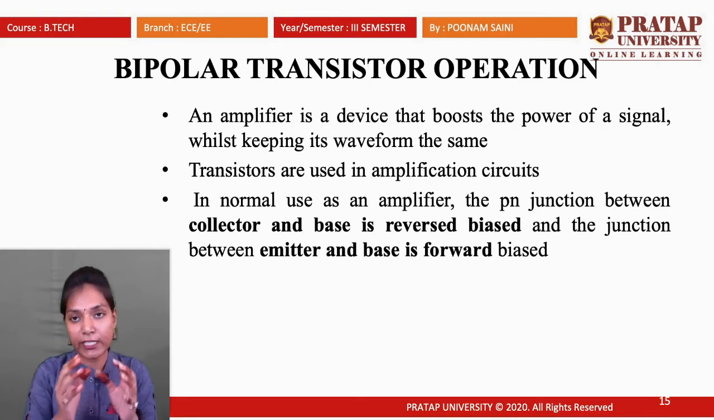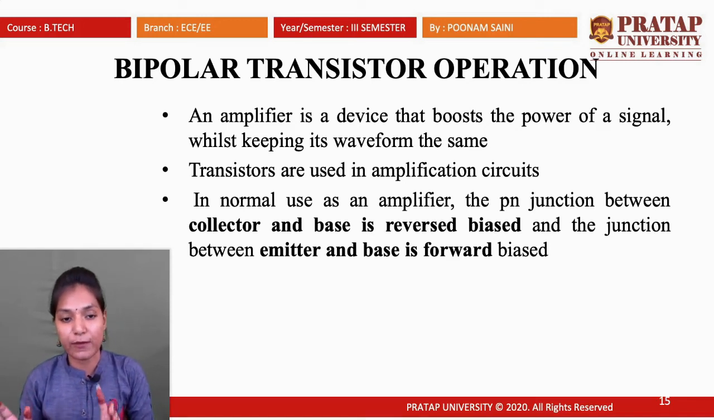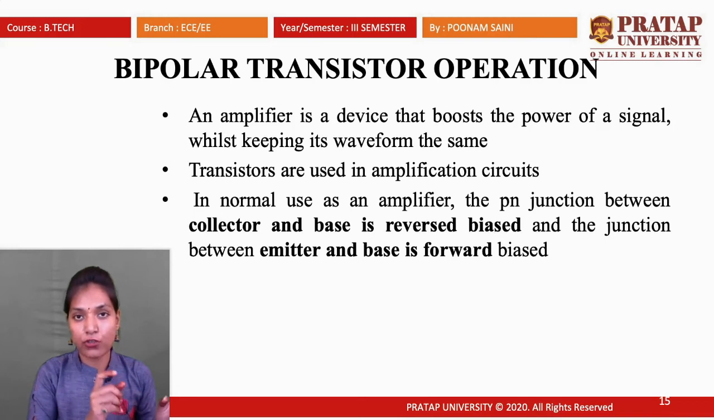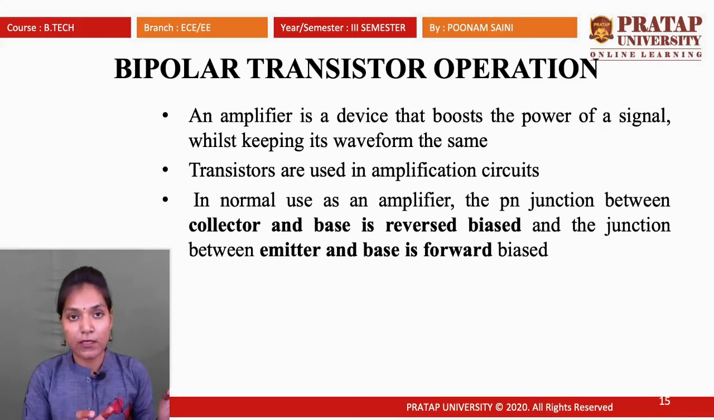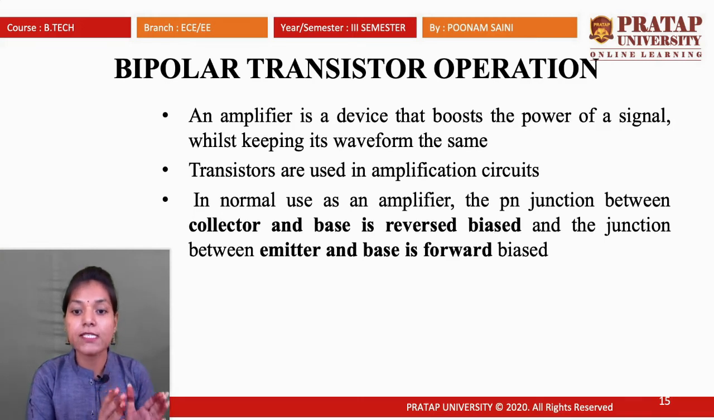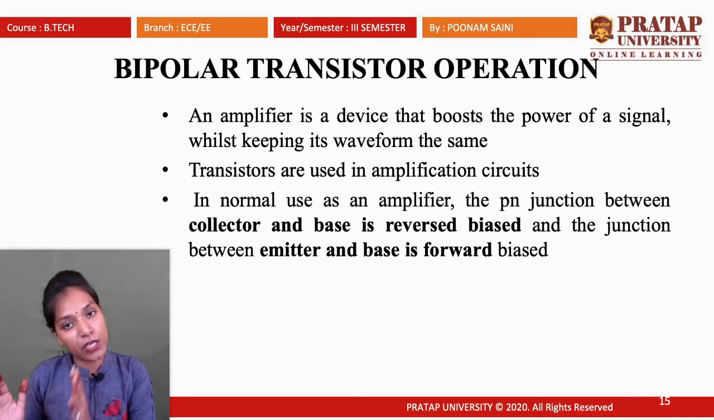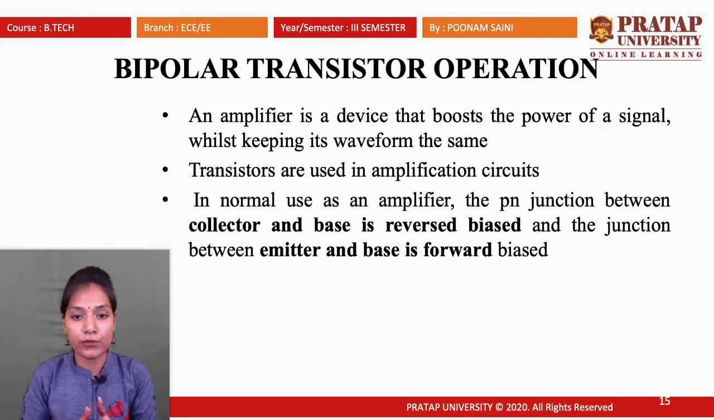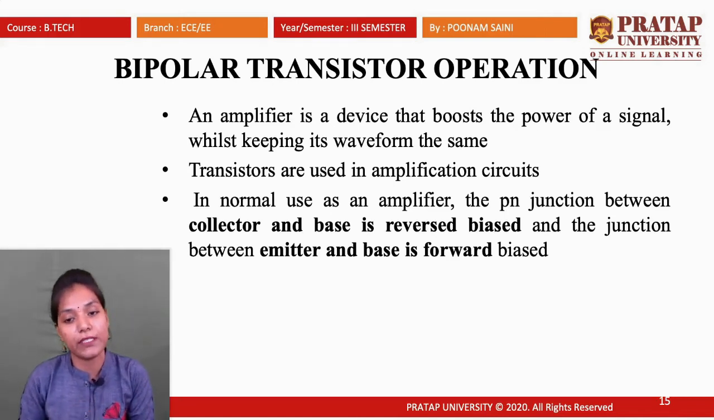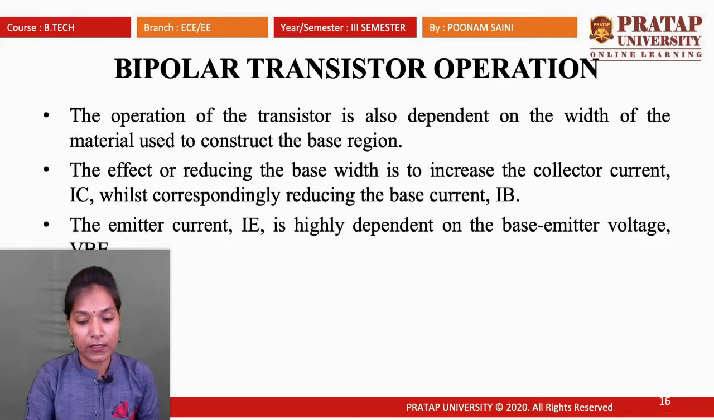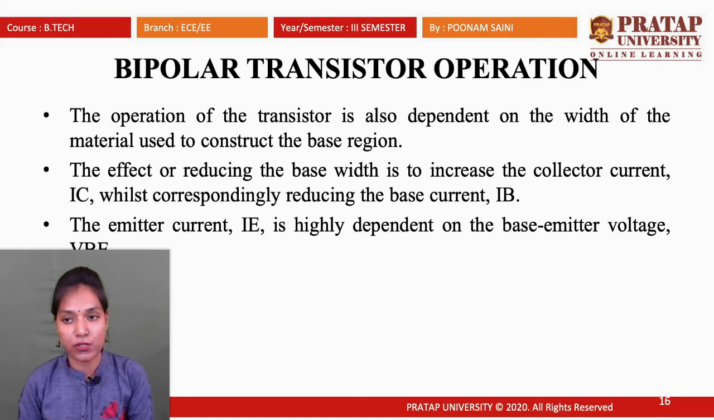If we take a common emitter configuration as an example, emitter is common in input as well as in output. The junction between emitter and base is forward biased, and the junction between collector and base is reverse biased. So in normal use as an amplifier, the PN junction between collector and base is reverse biased, and the junction between emitter and base is forward biased. And now the next is bipolar transistor operation.